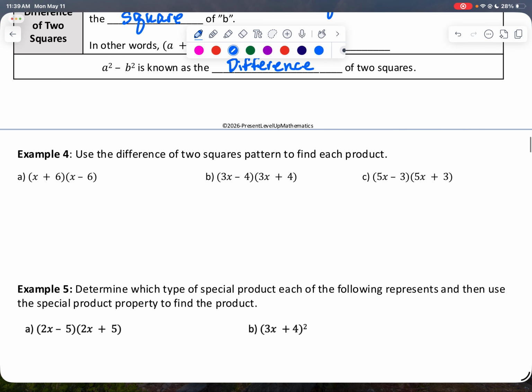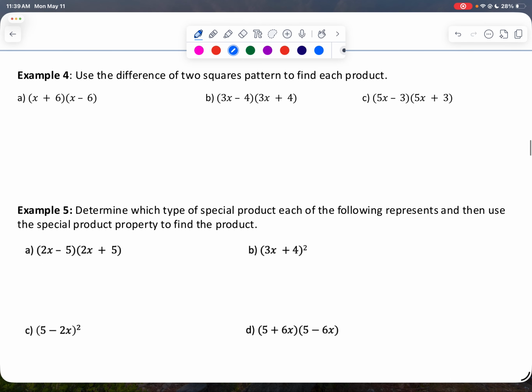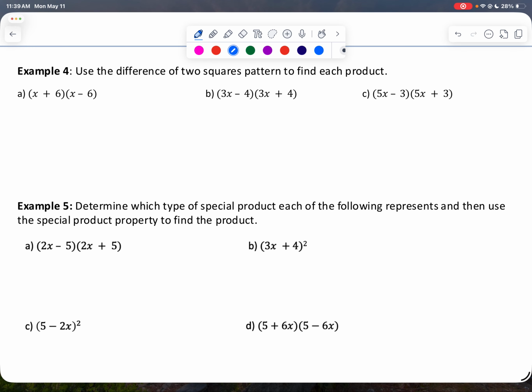Now, we're going to use this pattern in example 4, our shortcut pattern. It says use the difference of two squares pattern to find each product. So in problem A, we have x plus 6 times x minus 6. So we're not squaring anything. One is a plus and one of the terms is minus. So whenever that happens, we can use this multiplication pattern, which says a squared minus b squared.